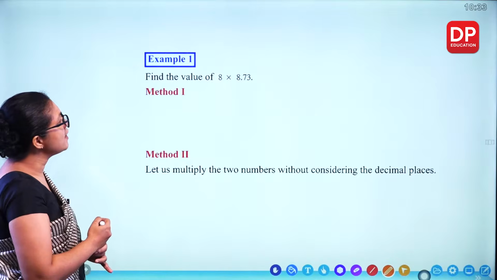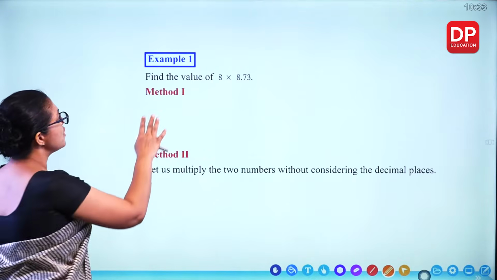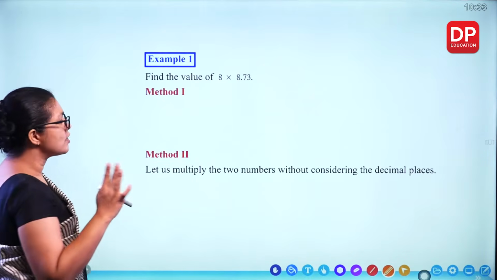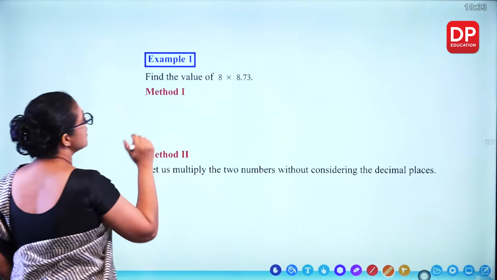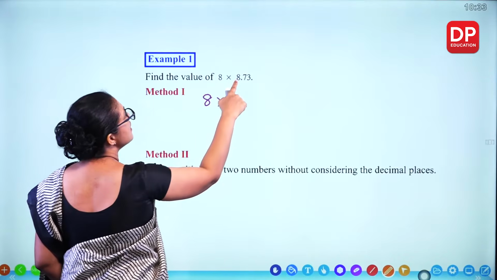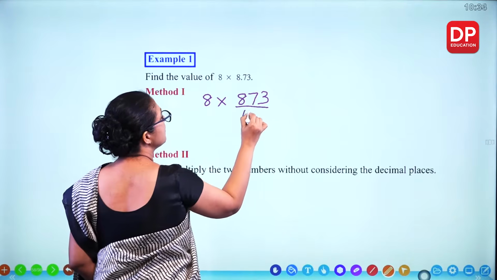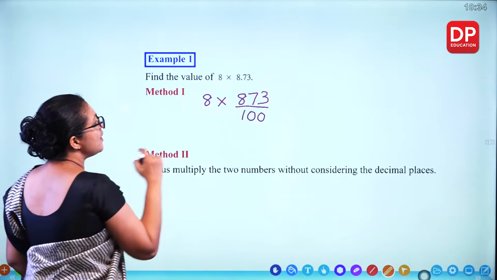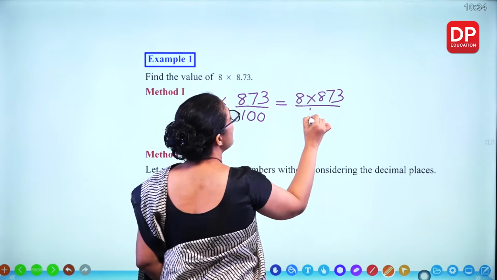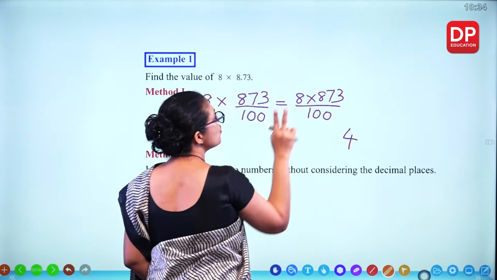Example number 1. Find the value of 8 into 8.75. So you have to do using 2 methods. First one, converting to a fraction, and the second one is without converting to the fraction. Okay, so first one, 8 times 8.73, you can write 873 divided by 100. Then multiply the numerator and divide by 100.